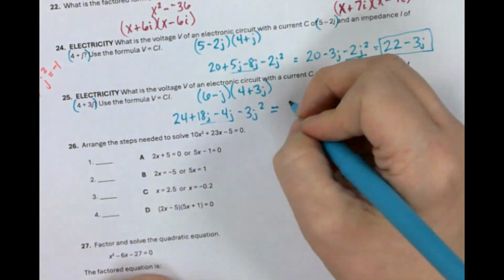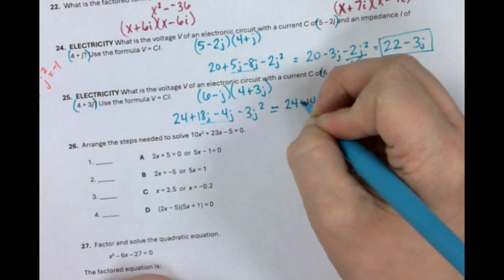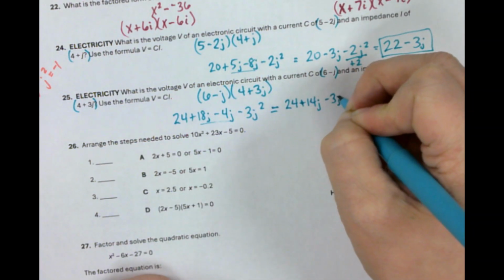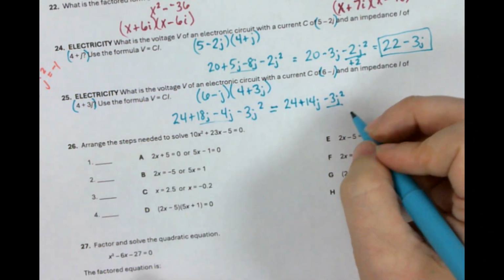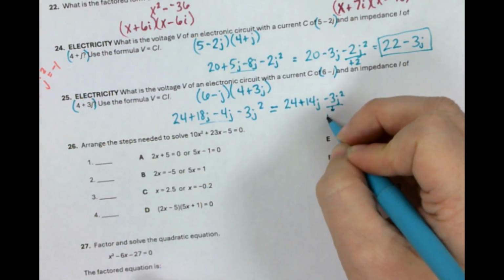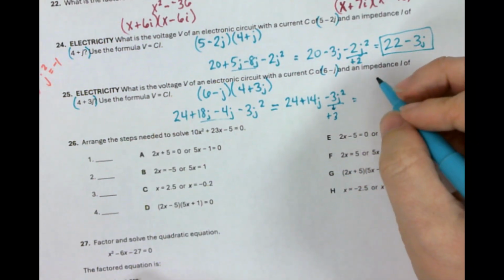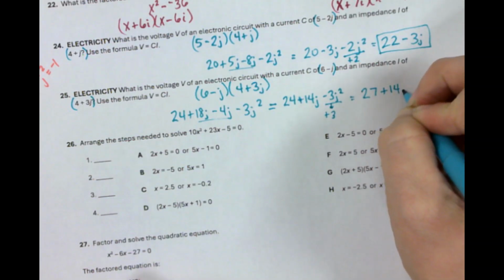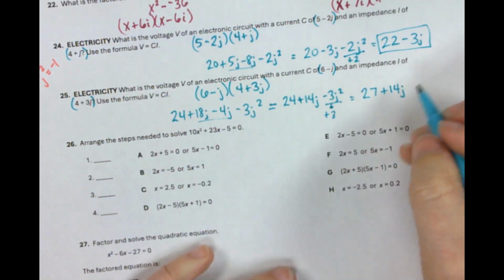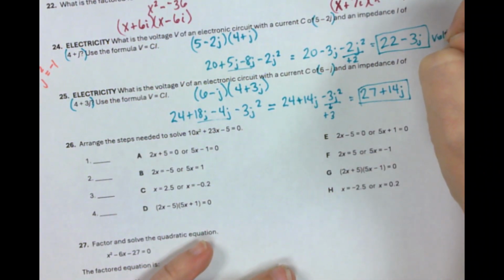Combine my like terms, 24 plus 14j minus 3j squared. Remember that j squared is negative 1, so this is actually positive 3, which means I can combine it with 24. So I have 27 plus 14j volts. We probably should write volts on here.